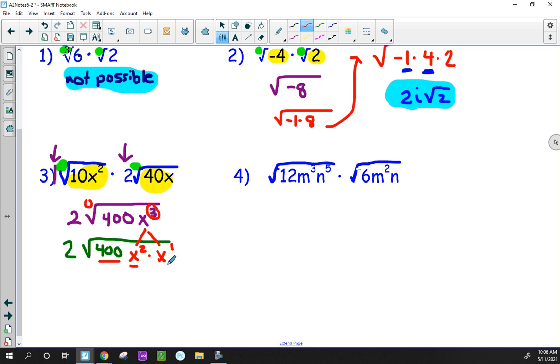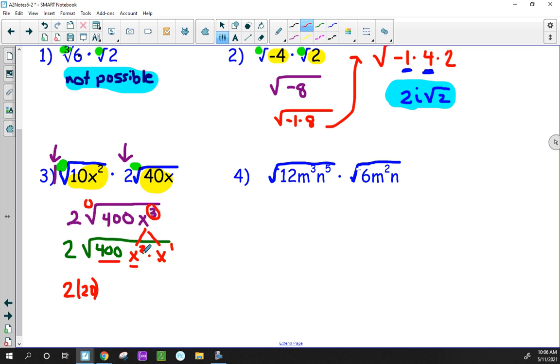Underline the pieces that you can simplify. Notice I've underlined 2 of the 3 factors underneath, so these 2 are going to come outside in the next step. The x to the first is going to have to stay where it is. So the next step, you drop your 2 back down. The square root of 400 is 20. 20 is going to come outside the radical. But remember, it needs to be multiplied by 2, so you'll need to put parentheses around the 20.